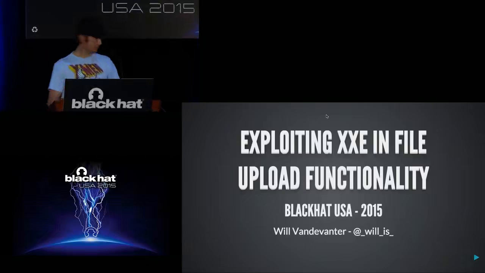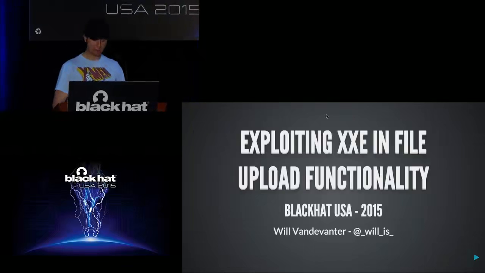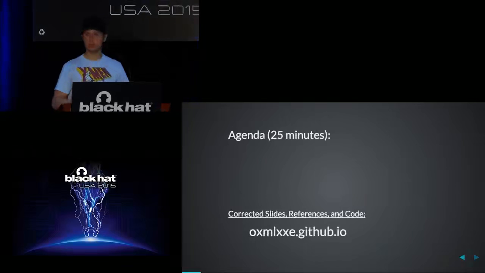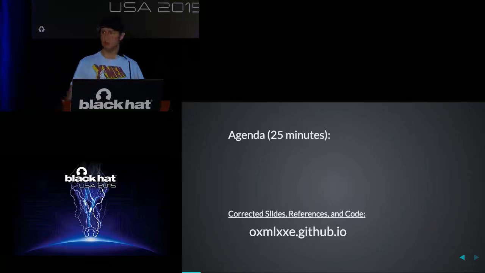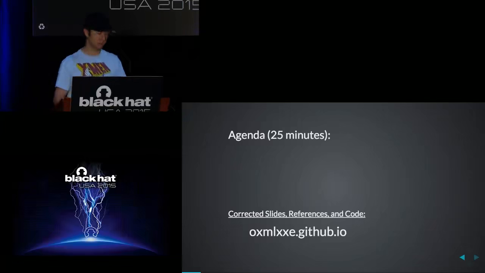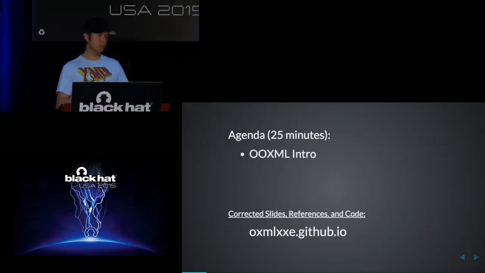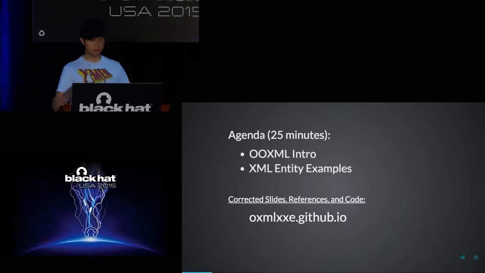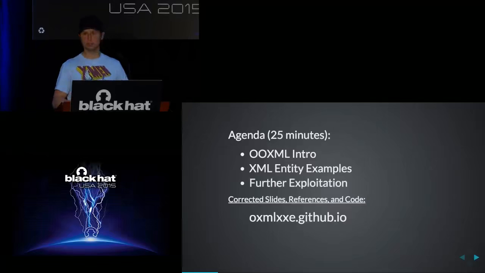I know it's early. So this is exploiting XXE in file upload functionality. The basic overview for the presentation is talking about inserting external XML entities into different files and uploading them into a web app to essentially exploit the vulnerability, primarily focused on OXML or Office documents. So I'll introduce OXML, talk about the format a bit, introduce XML entities in the context of that, and then take exploitation a little further from there.